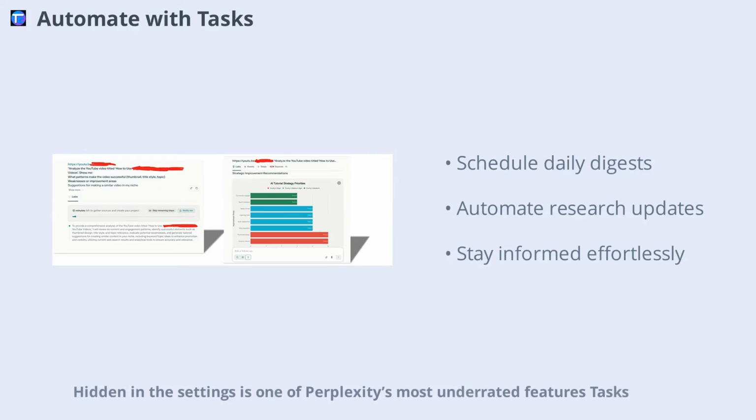Hidden in the settings is one of Perplexity's most underrated features: tasks. With tasks, you can schedule Perplexity to email you daily digests, send weekly market summaries, or drop WhatsApp messages with research updates. It's like having a research analyst who never forgets and always delivers. This automation means you stay updated without lifting a finger, freeing up your time for more important work.